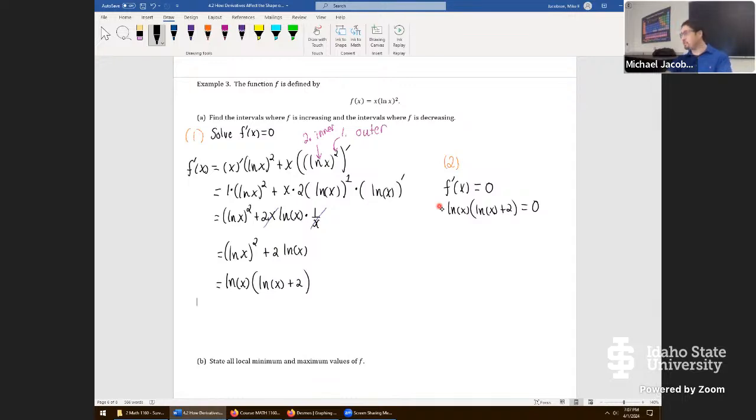This splits into 2 equations. Natural log x equals 0, or natural log x plus 2 equals 0. So nearly there, folks. We just have 2 equations now to solve. This one's pretty fast. Anyone happen to know the solution to this one?